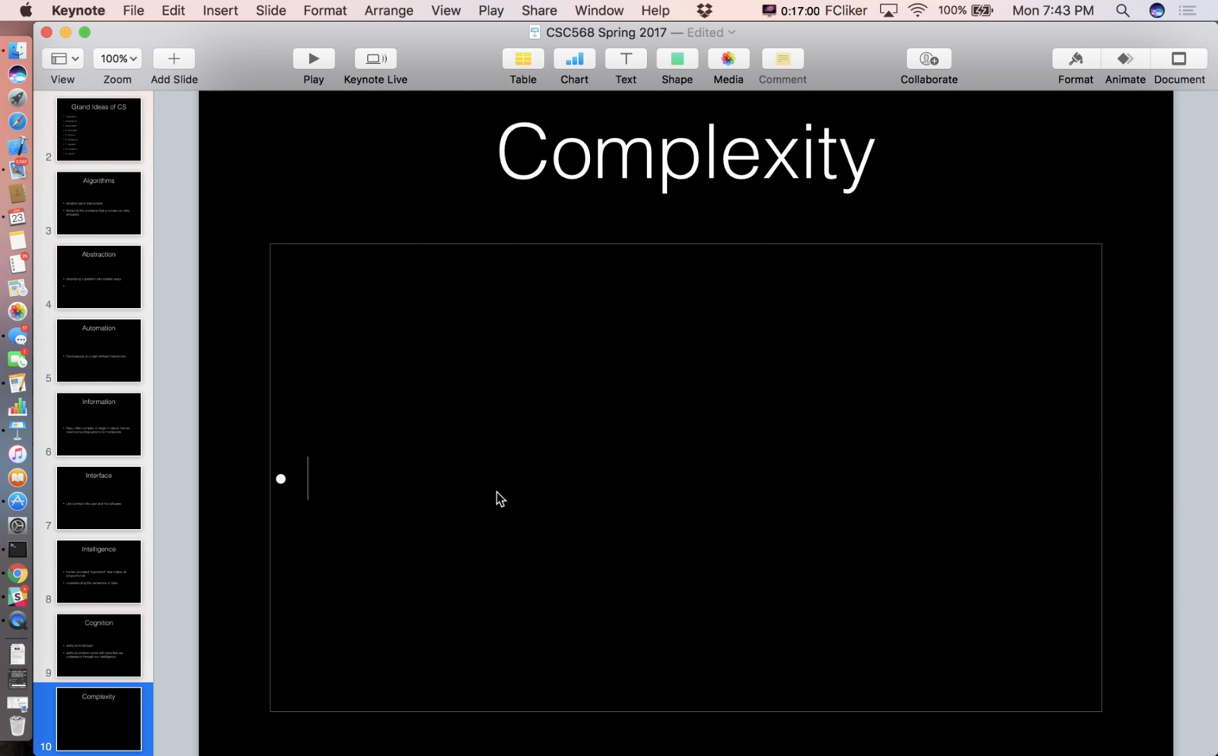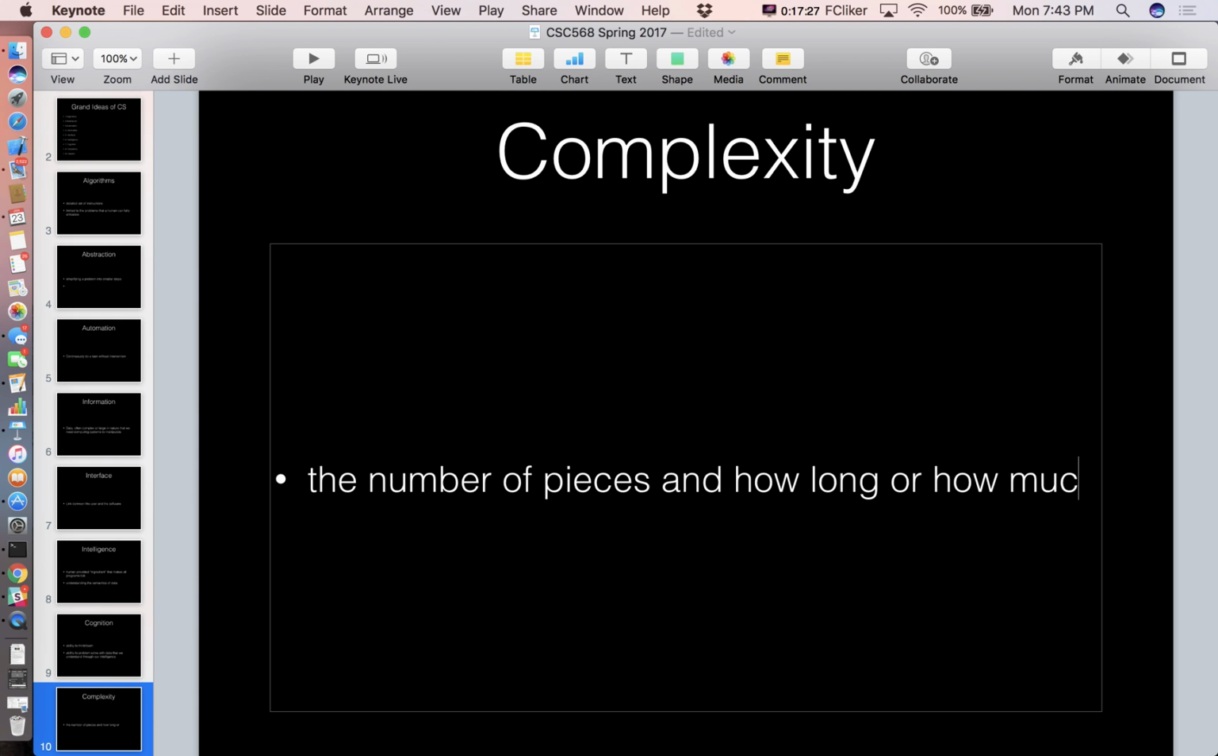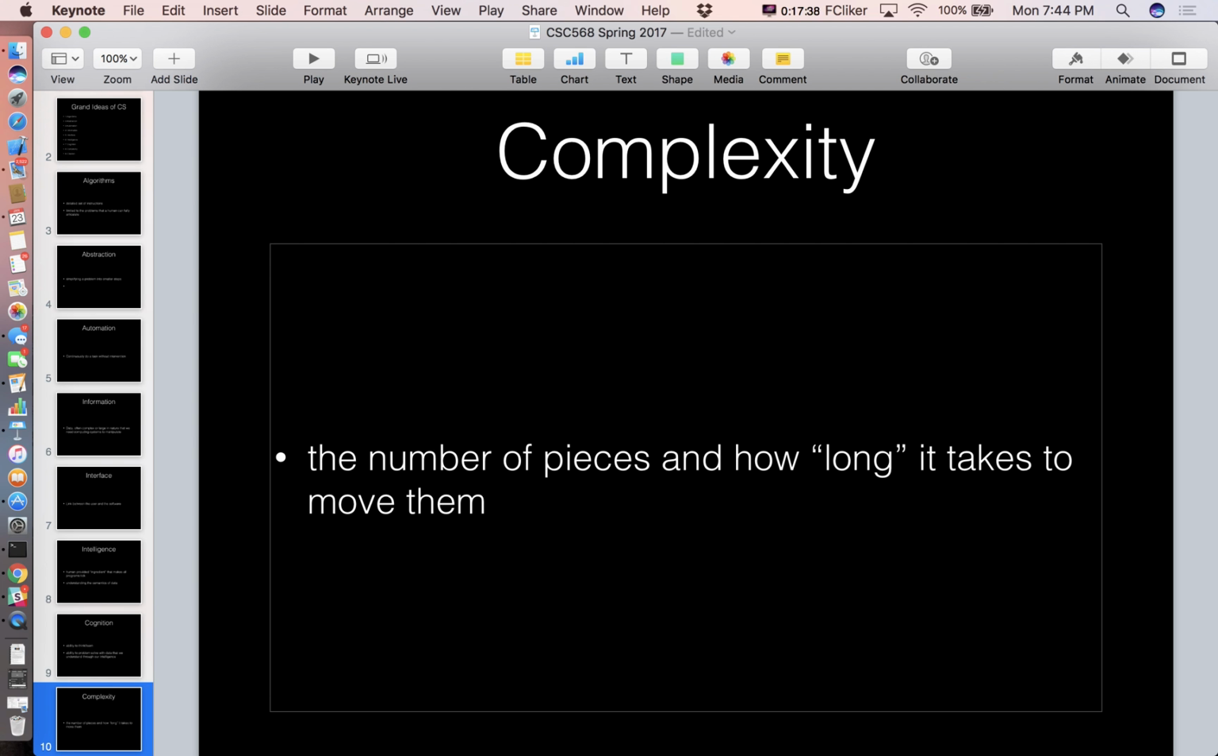The amount of time and/or space, or the number of pieces and how long it takes to move them. I don't hate that. How long or how much space? How long it takes to, well, I think we just do "long" in quotes, that'll strike the right balance between space and time while still being sufficiently creepy. All right, leave it at that.